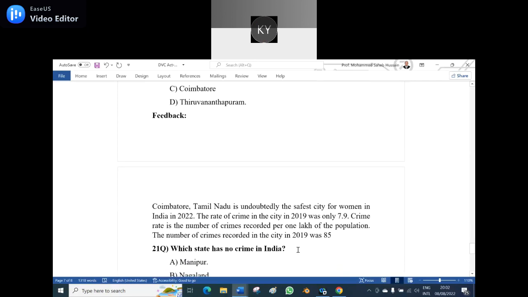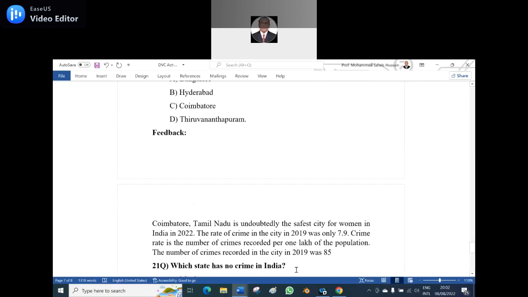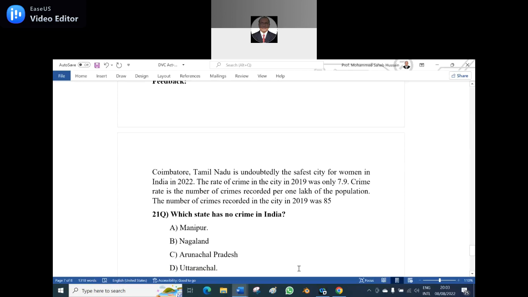Coimbatore, Tamil Nadu is undoubtedly the safest city for women in India in 2022. The rate of crime in the city in 2019 was only 7.9. Crime rate is the number of crimes recorded per 1 lakh of the population. The number of crimes recorded in the city in 2019 was 85. So whenever the crime rate is recorded, the parameter is 1 lakh of the population, and they will count it. Next.